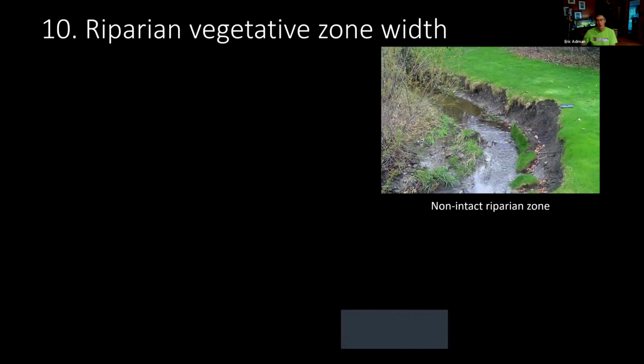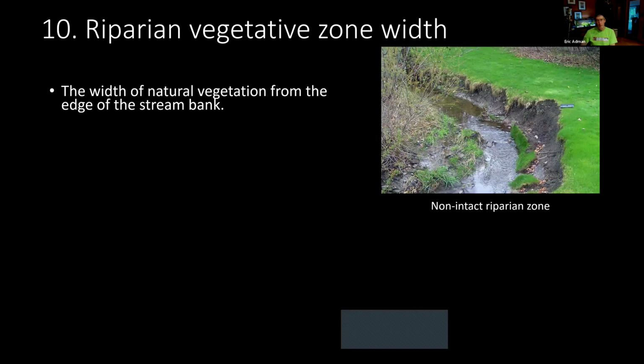Then we're going to evaluate the riparian zone width. The riparian zone is the area of vegetation around a stream that affects the stream. We're talking about the natural vegetation as opposed to lawn. This image that I found is an example of a non-intact riparian zone, where you have grass right up to the edge of this eroded bank.